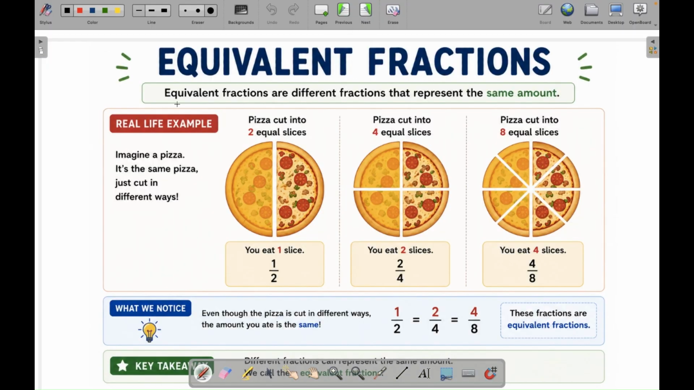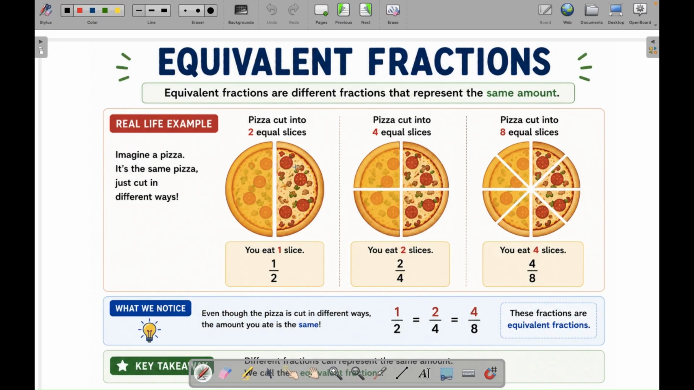Okay. So to understand what equivalent fraction means, imagine the scenario that you bought a pizza. You have three scenarios, and we'll discuss each of the scenarios one by one. In the first scenario, you cut this pizza into two slices. The slices are equal, and then you have one of these slices.